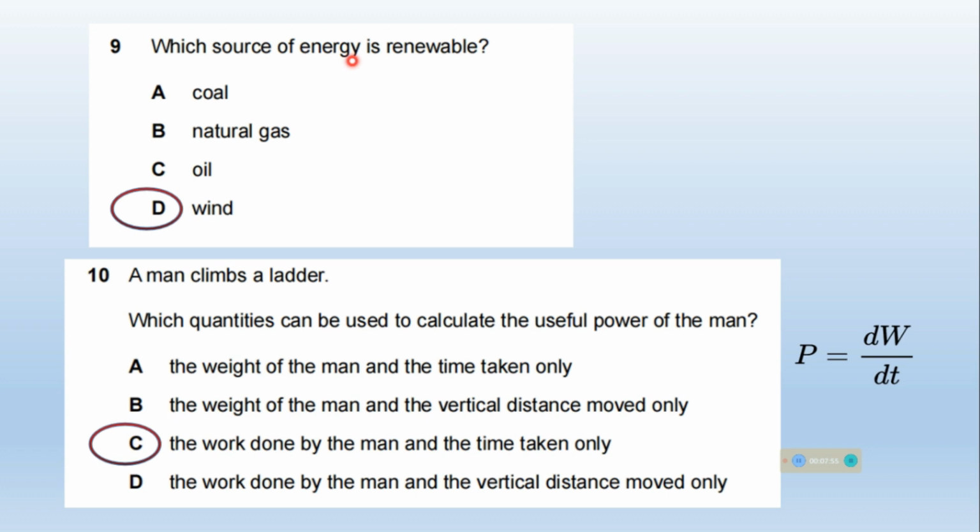Which source of energy is renewable? It's wind, obviously. A man climbs a ladder. Which quantities can be used to calculate the useful power of the man? So we know that power is equal to the rate of doing work, dW by dt. And option C is right, the work done by the man and the time taken only.